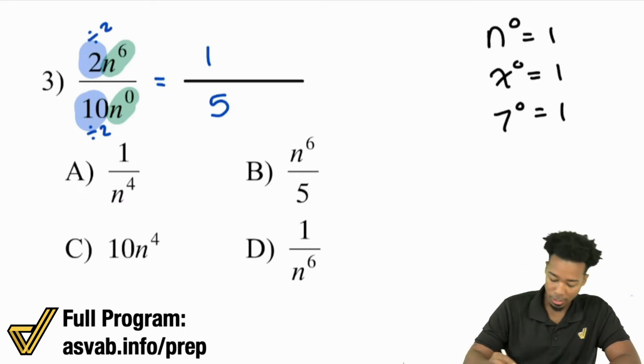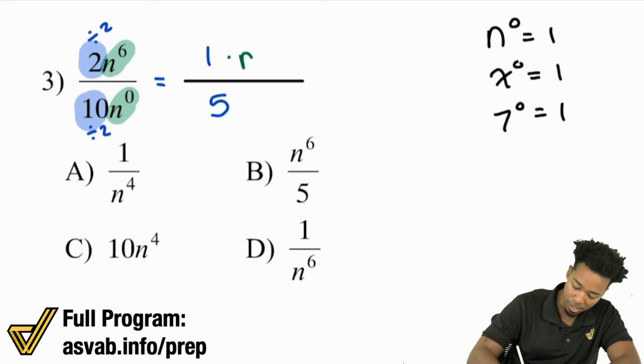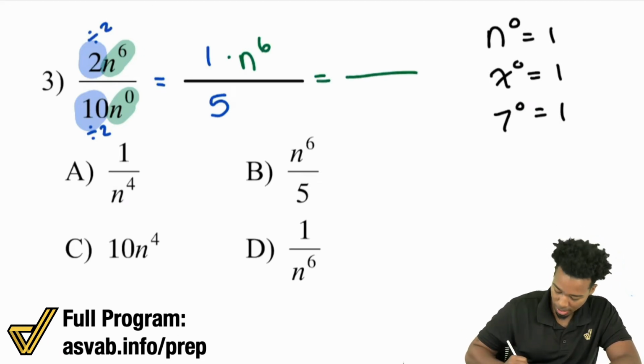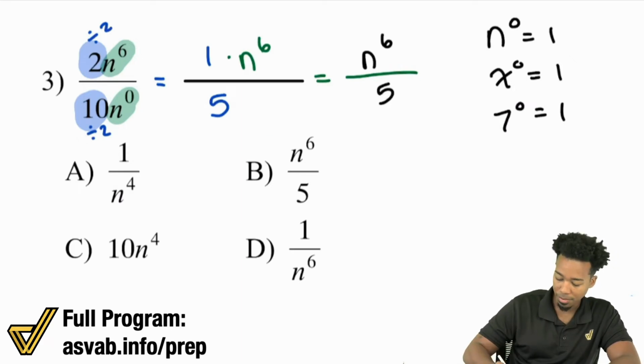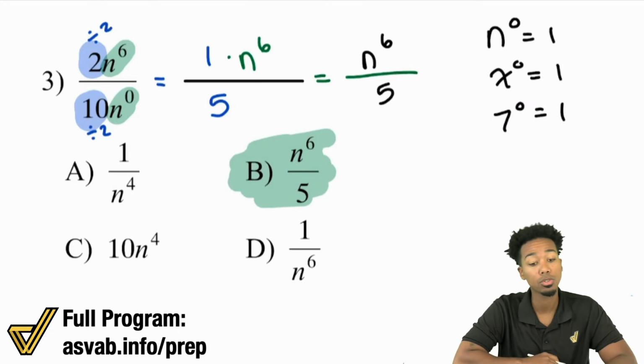And so we're just left with n to the power of 6 up top, which is the same thing as saying 1 times anything is going to be itself. So that would just be n to the power of 6 over 5. And that's what we get, answer choice B.